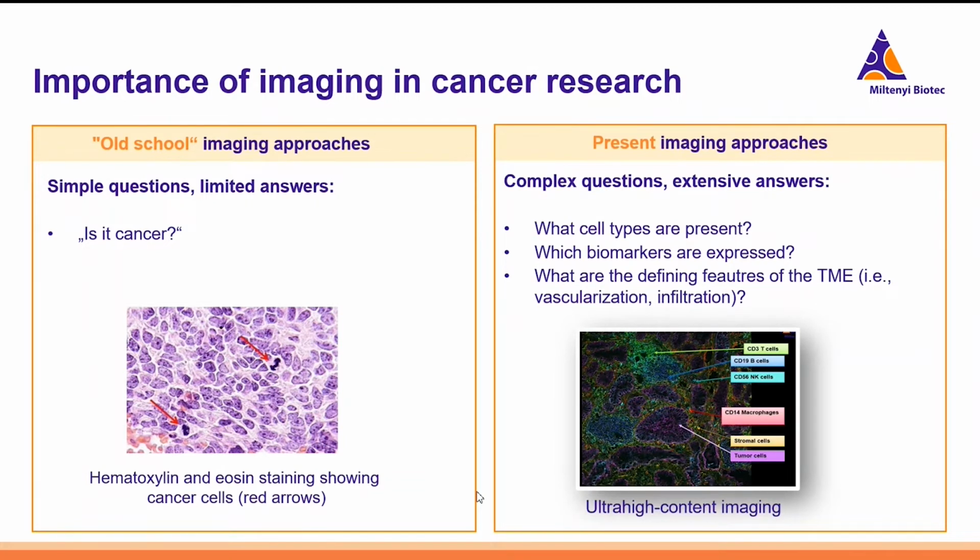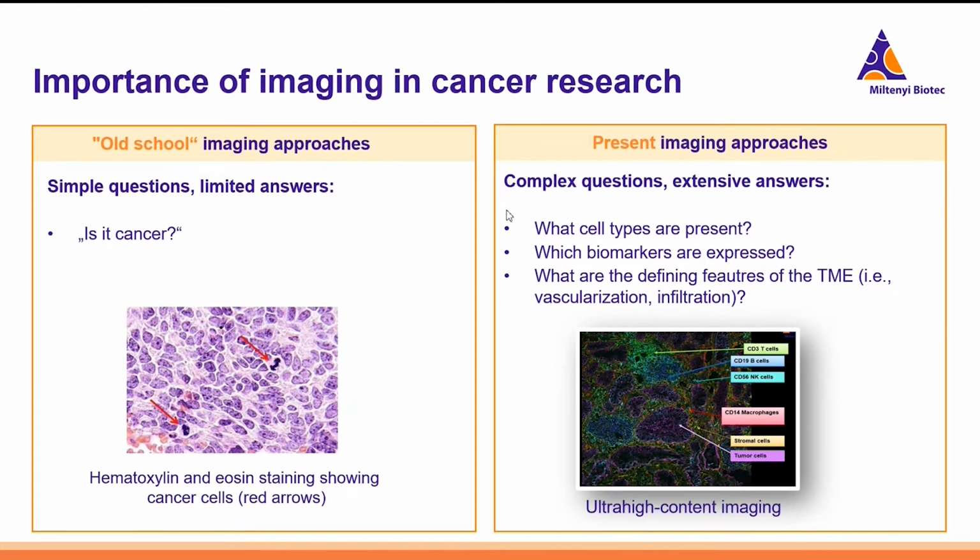If we look at the imaging example from the old school, shown here on the left, this is a histological section from a tumor stained with hematoxylin and eosin. This is a known staining in the pathology field. Pathologists, when they look at this section under the microscope, can answer whether it's cancer or not. But is this enough for understanding the mechanism of cancer? This is not enough.